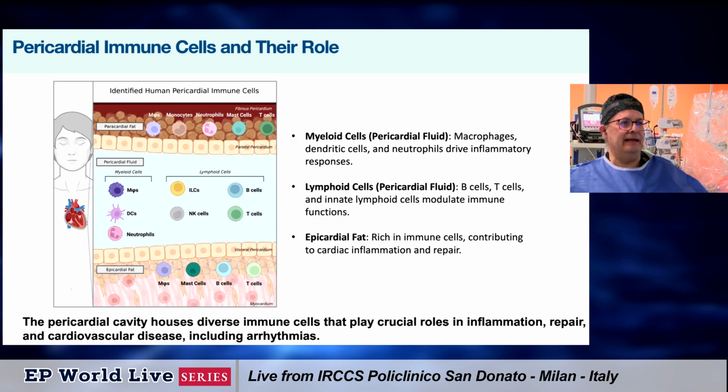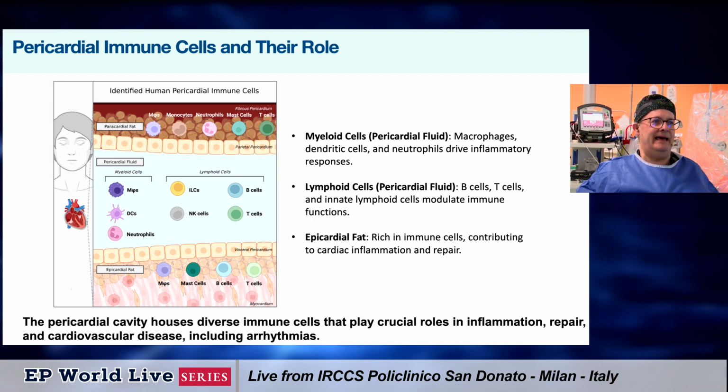As you know, in the pericardial cavity, we have immune cells and a very high density of immune system function. We have myeloid cells, macrophages, dendritic cells, neutrophils, all of them driving inflammatory response. We have also lymphoid cells, in particular in the pericardial fluid, and not less important, the epicardial fat. In our opinion, the epicardial fat is responsible for the majority of the mechanisms of inflammation involved in the creation of the substrate of cardiogenetic disease.